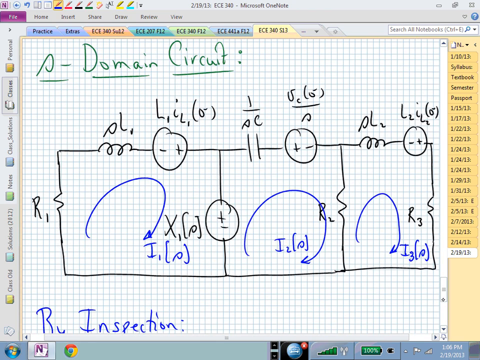Do I have any sources associated with the second mesh? Now I need to figure out how those come in on the right-hand side. Capital X sub 1 of S, if I increase that, is that going to enhance or impede I sub 2? I want to make I sub 2 bigger, isn't it? So X sub 1 is going to come in positively.